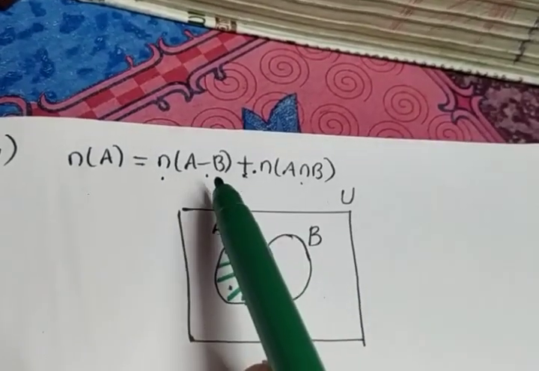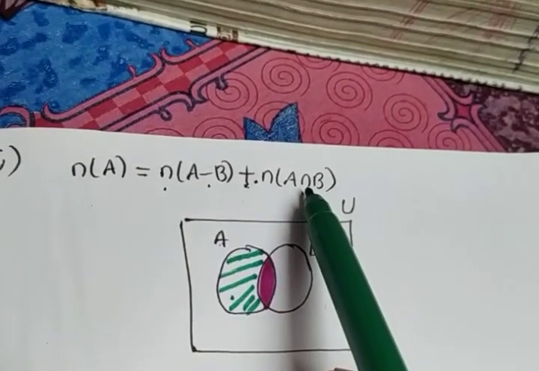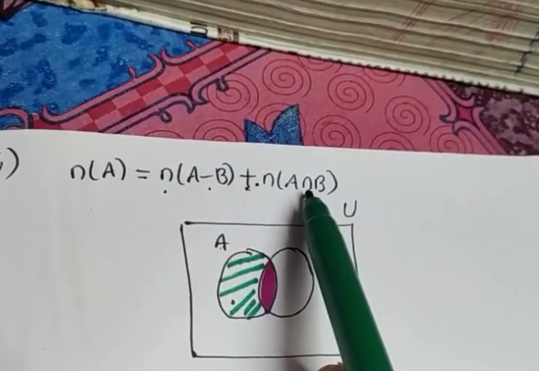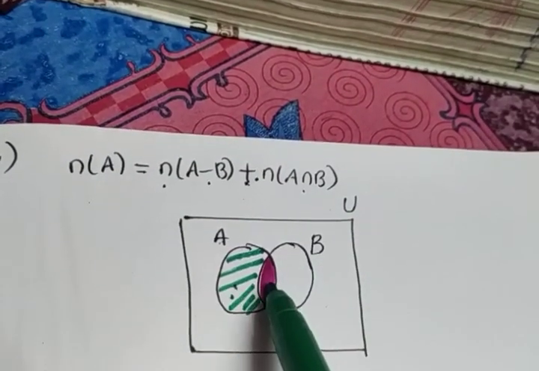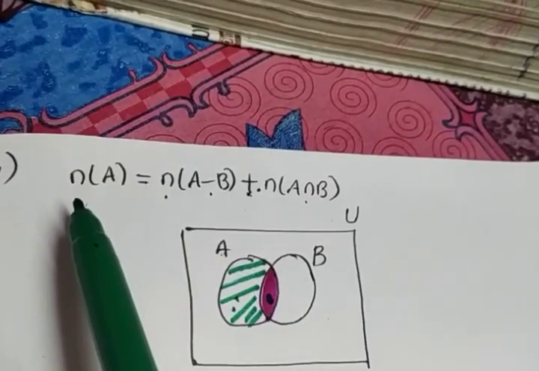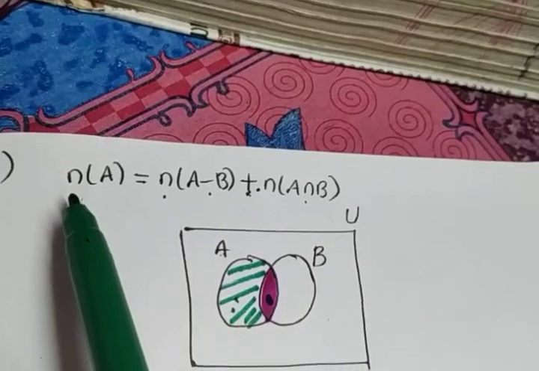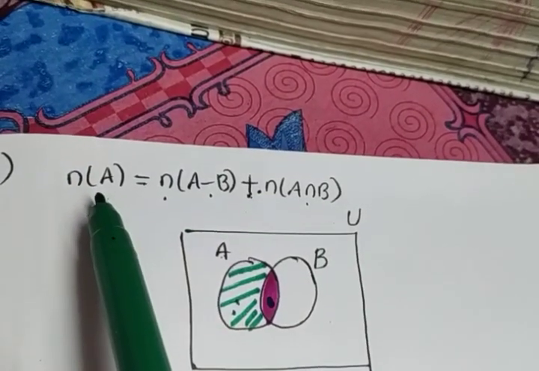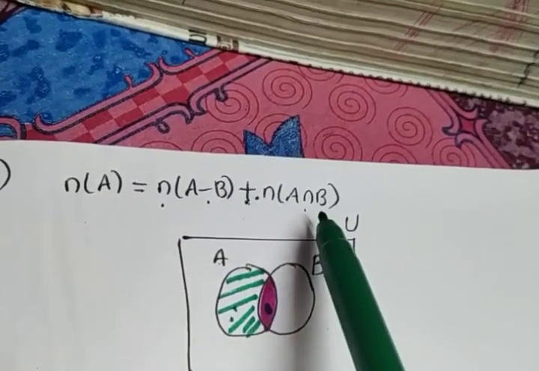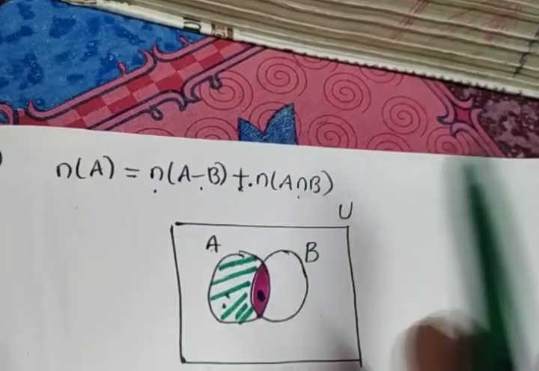A. That means A minus B union A intersection B gives you the full set A. So if I represent it in terms of number of elements, I can say that the number of elements in A is equal to the number of elements in A minus B plus the number of elements in A intersection B.